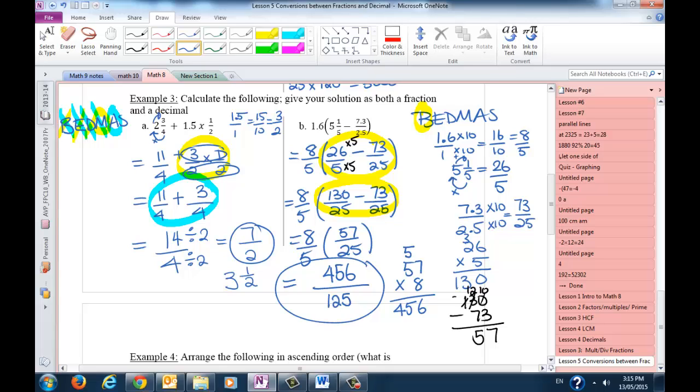If I hadn't simplified along the way, for example, if I hadn't simplified this here, I don't think we had any other simplifications that we could have done. But I would have had to divide by 2 at the end. So I highly recommend simplifying fractions as you go when you're doing them.